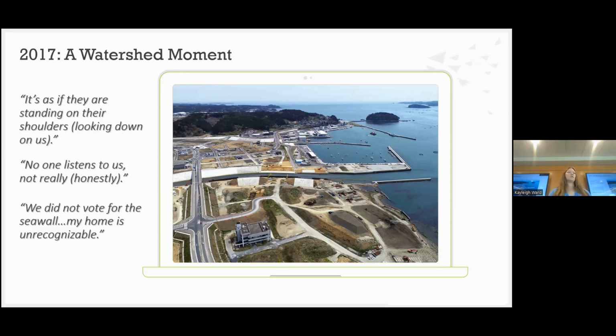And so I've been doing interviews for the nonprofit at this time, not for research purposes, just for helping the nonprofit meet its goals and needs and do assessments. And we were starting to hear things like this. The first one is from a farmer in India, and it's a really good quote. It's also very Japanese, which is, it's as if they're standing on their shoulders, meaning they're looking down on us.